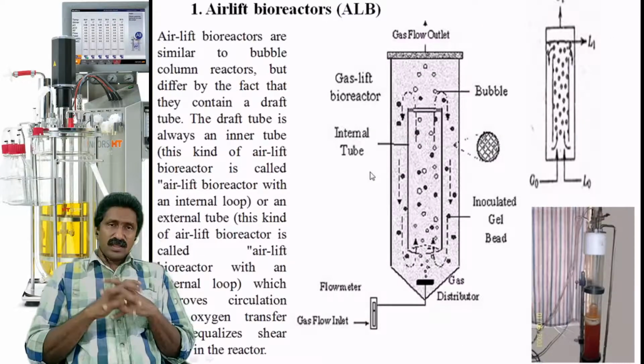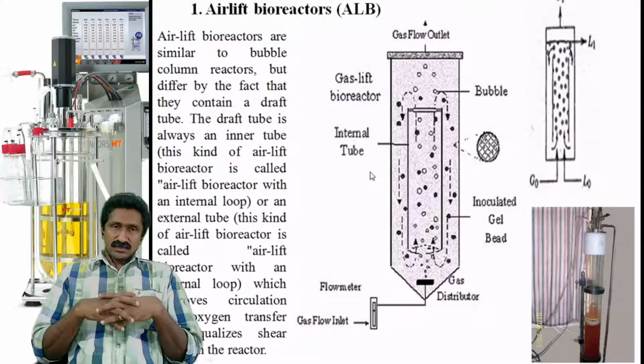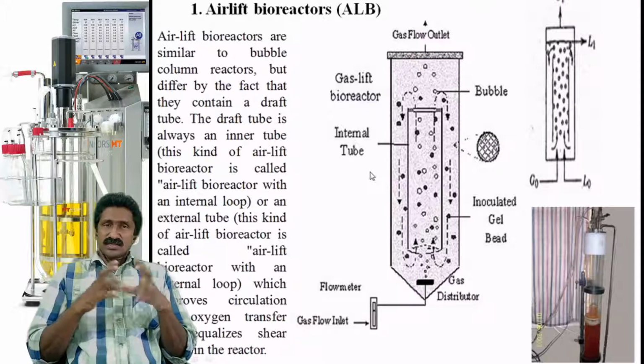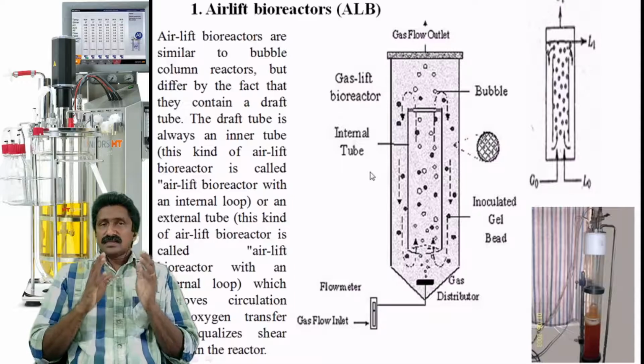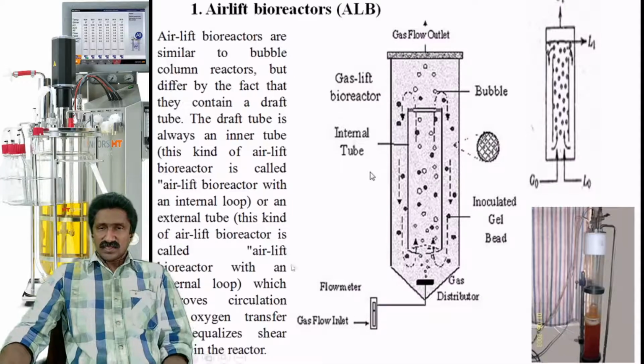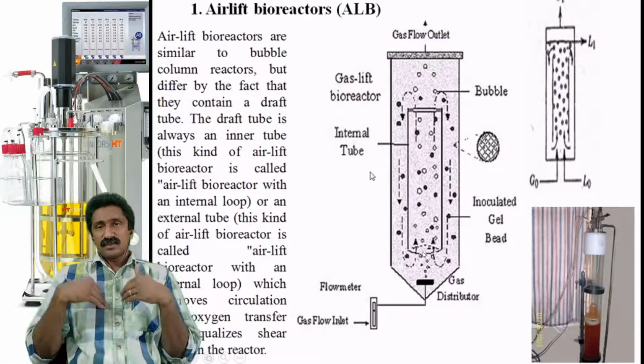And first of all, I'll come to the airlift bioreactor. The airlift bioreactors are similar to bubble column reactors, but they differ by the fact that they contain a draft tube in the center. So this is the draft tube in the center. This tube is for directing the flow of the air.